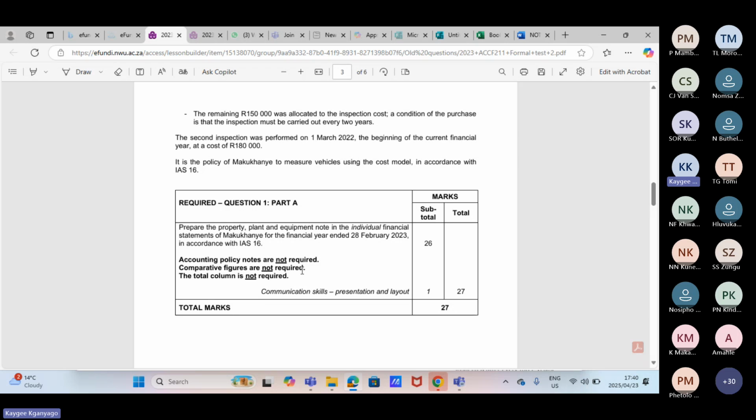If they did not specify that these comparative figures were not required, were you only going to prepare information for 2023? No. What were you going to do? You're also going to include the prior year. Okay.